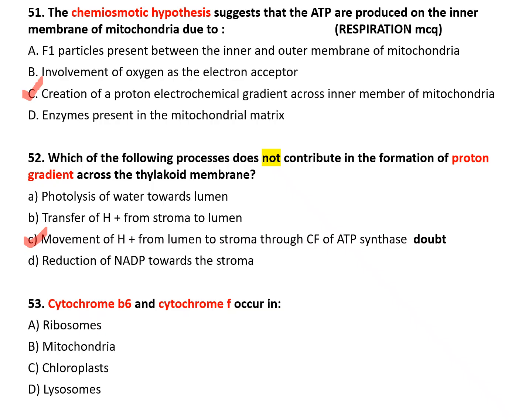The next question, number 53. Cytochrome b6 and cytochrome f occur in option A, ribosome, option B, mitochondria, option C, chloroplast, option D, lysosome. Correct answer is option C, chloroplast.